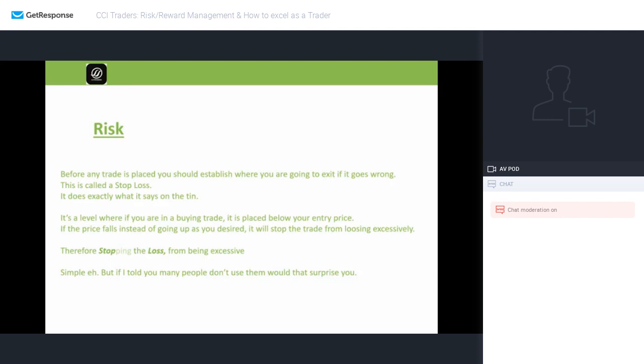Simple, eh? But if I told you many people don't use stop losses, would that actually surprise you? What I've described, what a stop loss is, and what it does, and how effective it is, does it surprise you that many people don't even use them? It's a protection. It's a safety zone. It's sensible trading. And above all of that, it's staying safe.